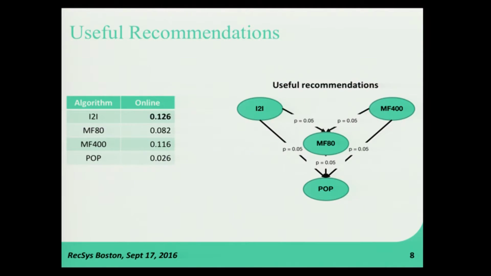But finally, when we consider the utility of recommendations, so useful recommendations which are relevant and novel, we found that here the ranking was completely different, and the item-to-item was the best algorithm, which is contrasting with what we found with precision offline, where actually MF80 was dominating item-to-item, while here it's exactly the opposite.